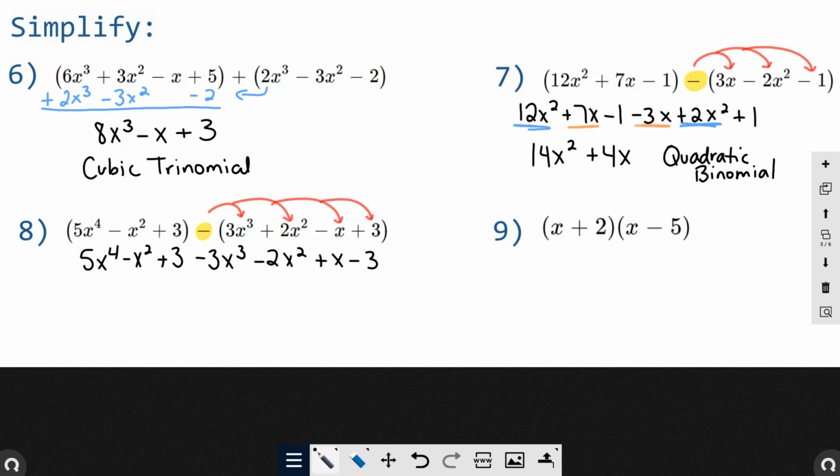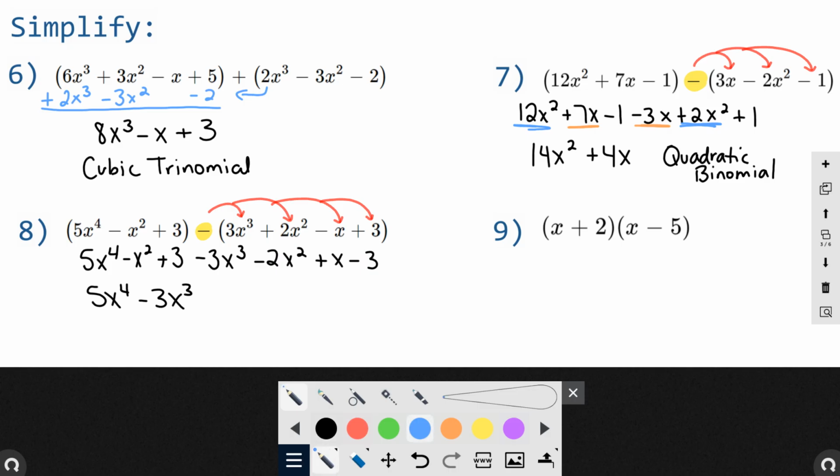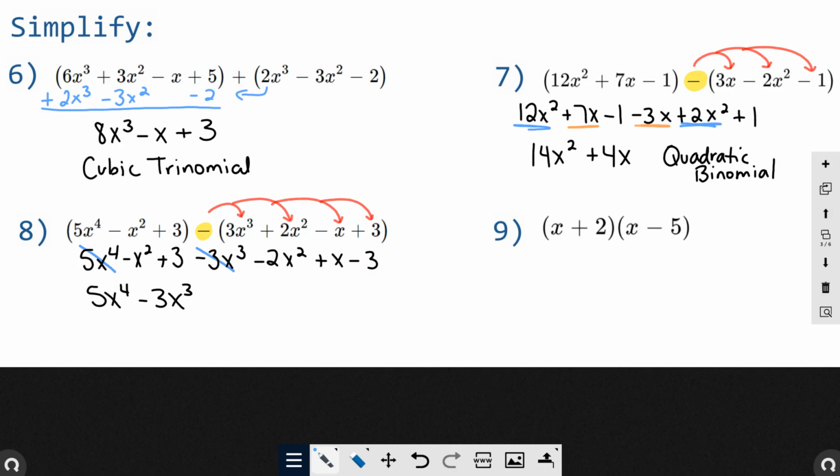Now, if we're writing this in standard form, we look for that highest power first. What's the highest power? 5x to the 4th. Do I have any x to the 4ths? Nope. Next would be an x to the 3rd. Do I have an x to the 3rd? Yep, this minus 3x to the 3rd. Do I have anything else? Nope. I've seen people do this as well, and if you want to do this, you can. They go through and mark out the ones that they've used so that way they know they're gone. I'm marking it out with a highlighter so that way we can still see it.